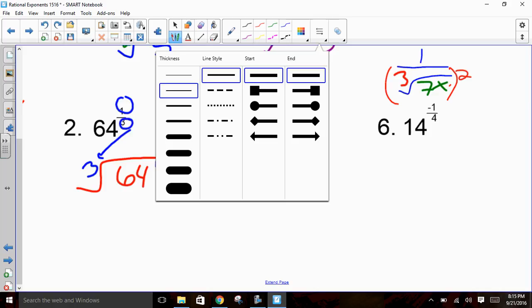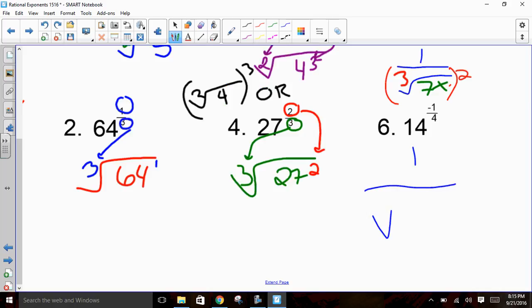This last one of number 6, again, I see that negative, so I'm going to have 1 over my radical. Underneath the radical is going to go that 14, because it's what I'm taking the root of. 4 is going to go in for my index. It's just to the 1st power, because I already dealt with that negative part. So I can put that 1, or I can leave it without it. Either way is up to you.